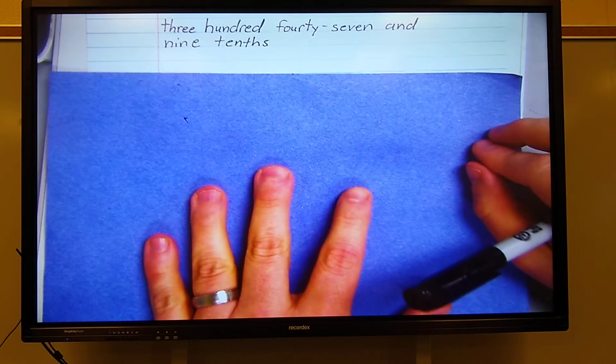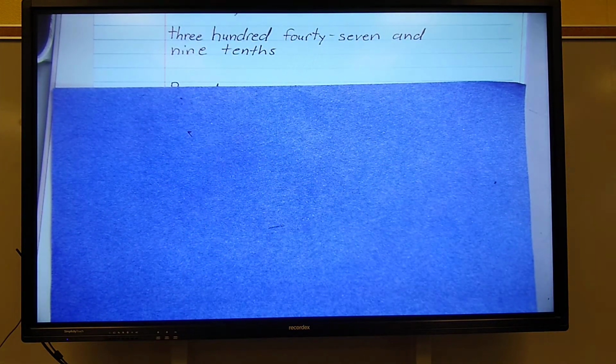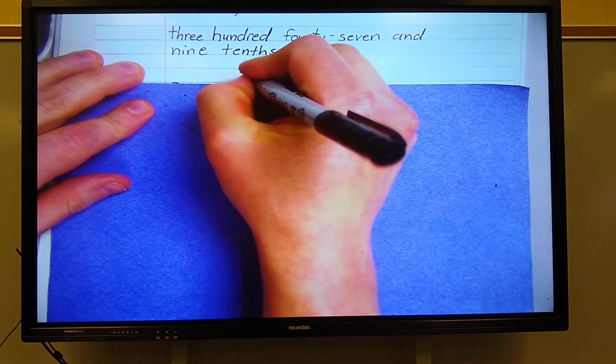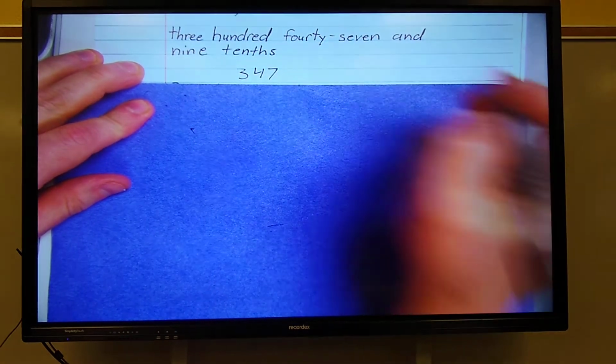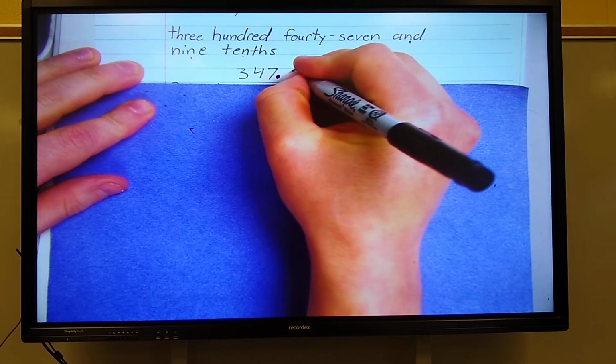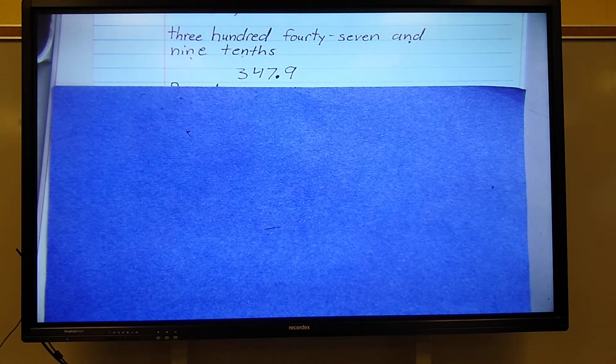Now put this word form into standard form, or just like a regular number. Do that, pause the video. All right, let's see how good you did. It says 347. So I'll write 347. And 9 tenths. There you go. Easy. 347 decimal 9.